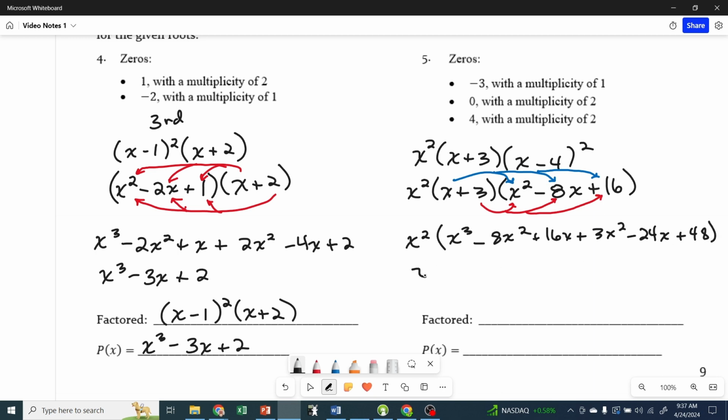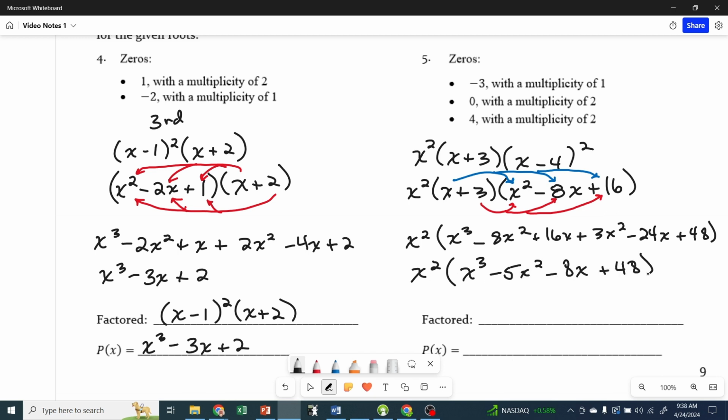So we're going to end up with this as being x cubed, negative 8x squared plus 3x squared is minus 5x squared. 16x minus 24x is minus 8x, and then we are at plus 48.